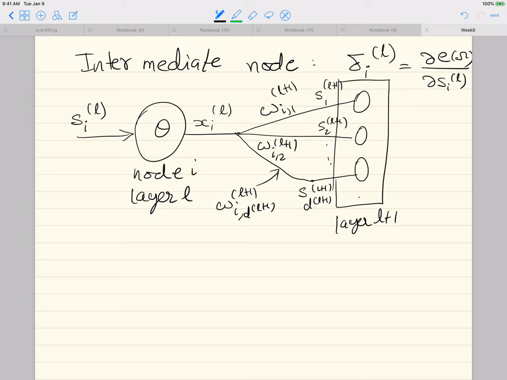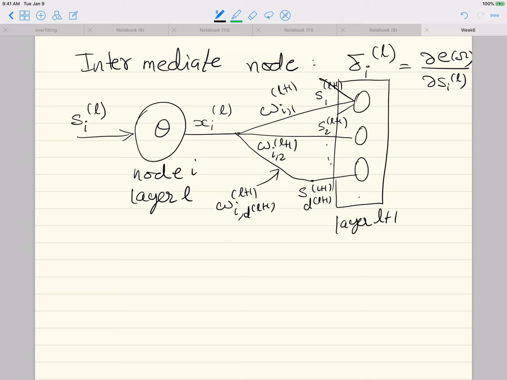So you will have the input, x_i will be the output of node i in layer l. This will get multiplied by the downstream weights, and then that will be used to compute the inputs into subsequent layer l plus 1. So the first node will have an input s_1 of l plus 1, which will be this sum, plus of course other edges that are incident on it, and so on. This is the picture we have. Then this will propagate further all the way until the last layer where E of omega is calculated.